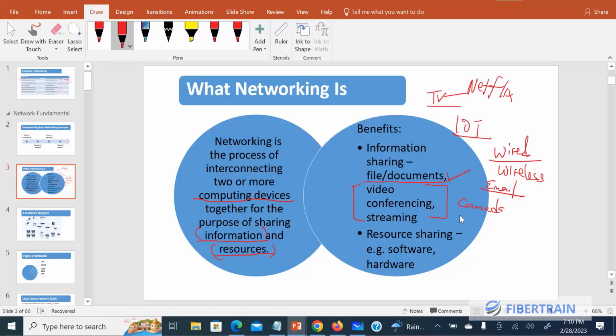And when you are streaming, it simply means you are getting feeds, you are getting information about what is going on live in that venue without necessarily being there, right? So that is information being shared once again.